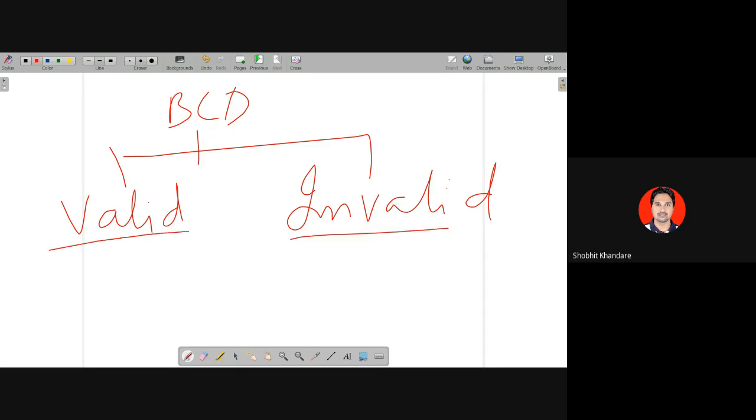तो ये चीज मैं बाद में लूंगा. वैलिड BCD कोड क्या होता है और इनवैलिड BCD कोड क्या होता है, और अगर BCD कोड इनवैलिड है, so how do you convert that invalid BCD code into valid BCD code. तो आपको सिर्फ इतना समझना है कि BCD कोड्स can be valid and invalid, and if the BCD code is invalid, that can be converted into valid BCD code. तो ये चीज हम बाद में पढ़ेंगे.